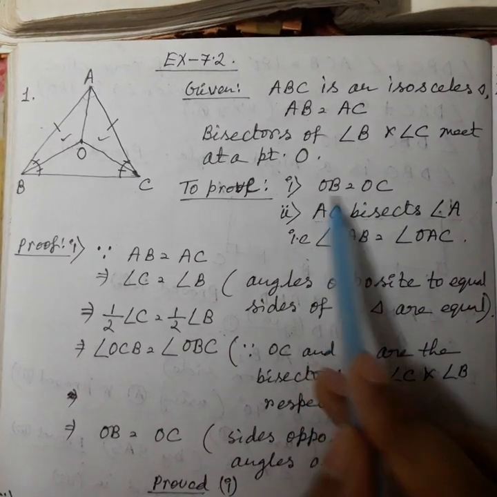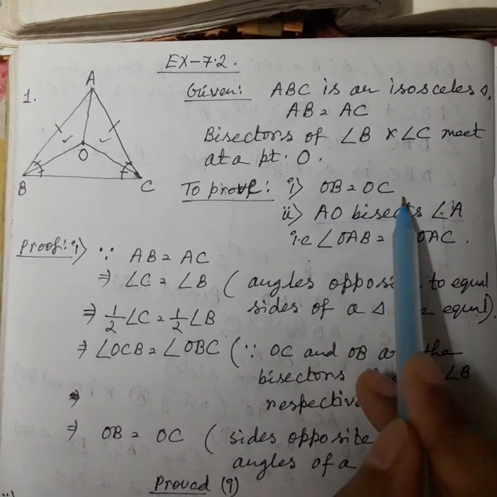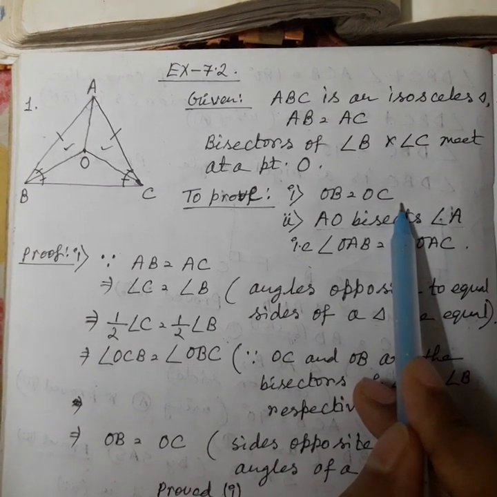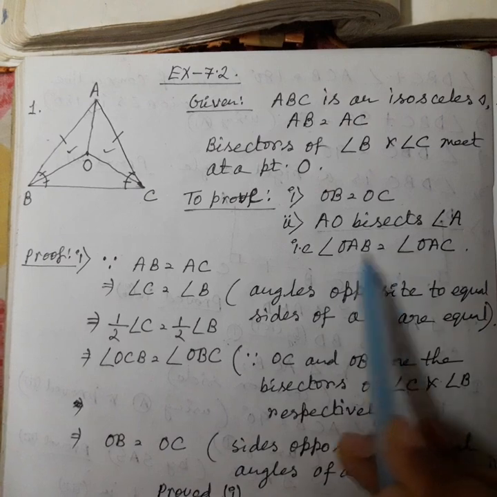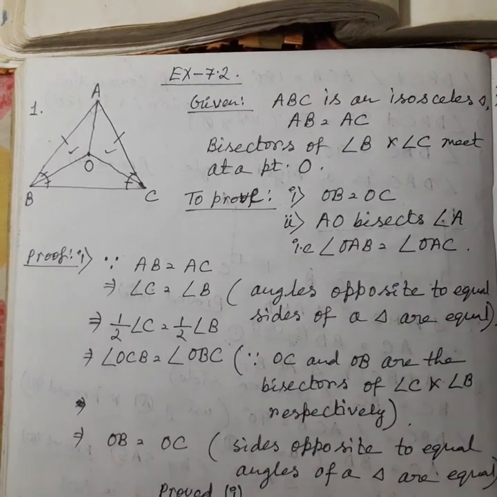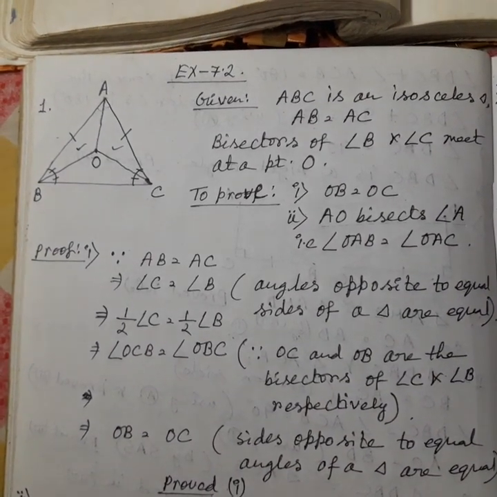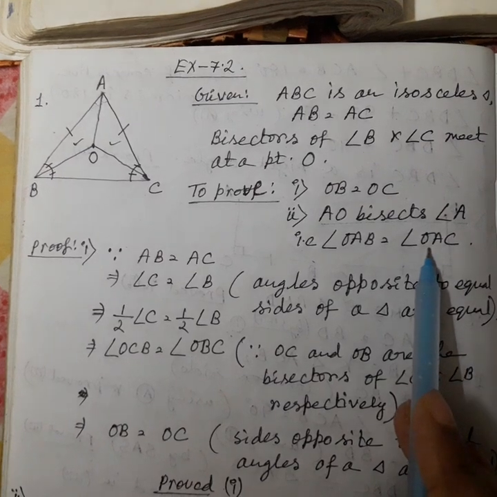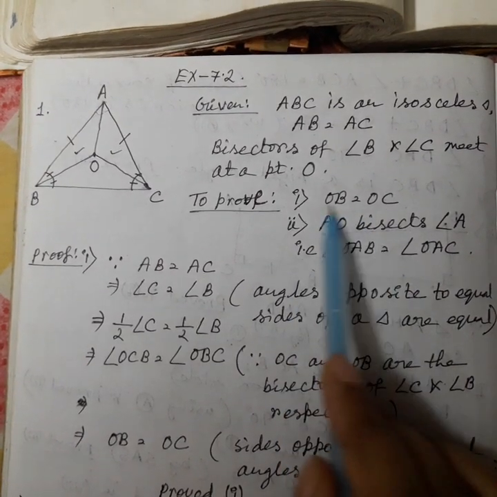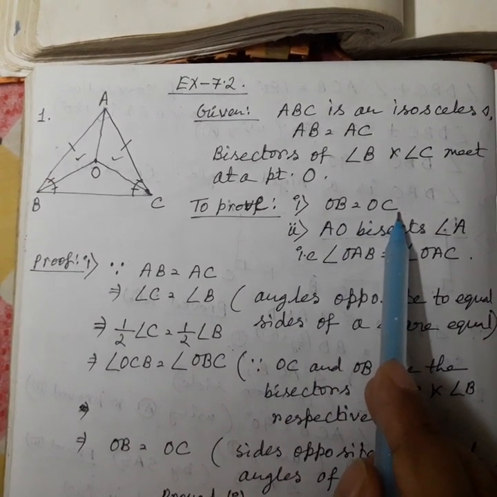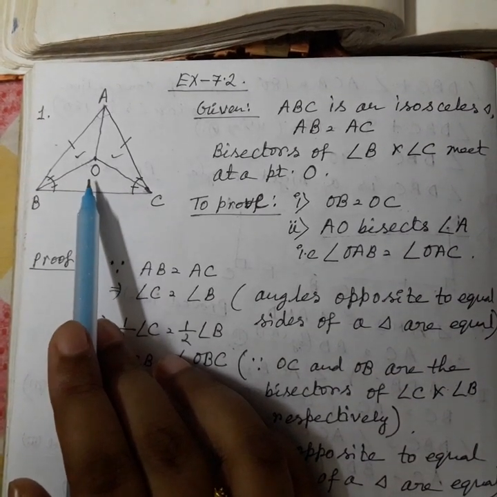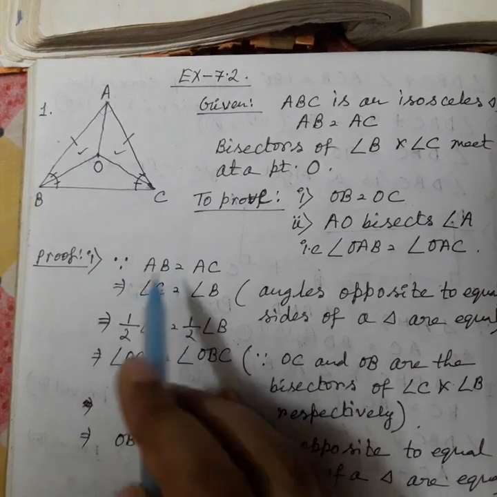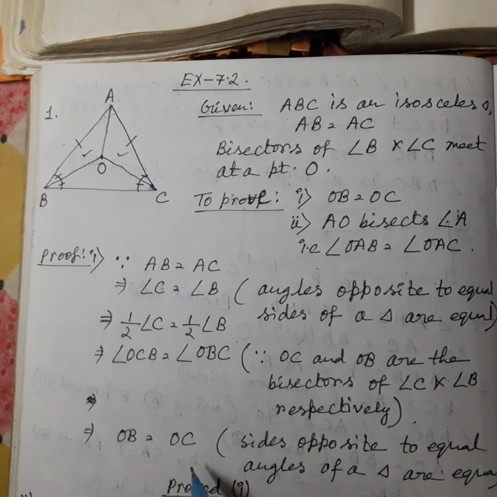Here OB is equal to OC means sides are equal. How can we prove sides are equal? By proving congruence, and angles are equal already given, so by congruence we can prove that. But here we cannot prove the sides by congruence, because the congruence criteria will not be satisfied. That's why we have done the proof in this way.